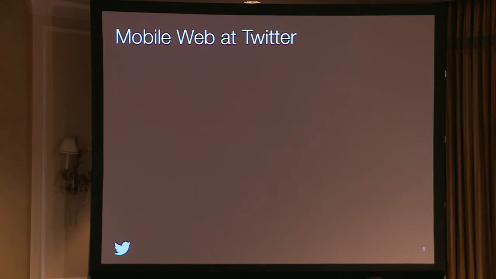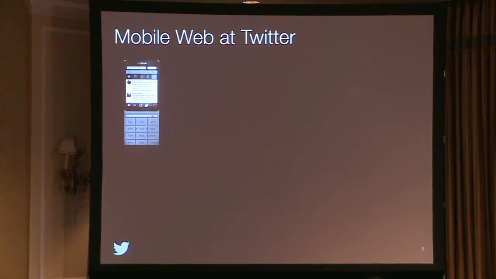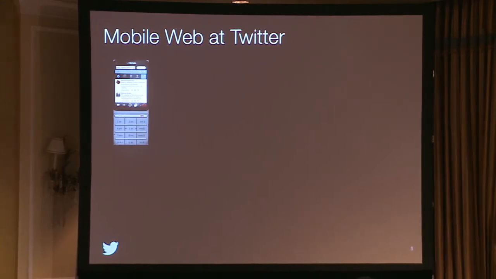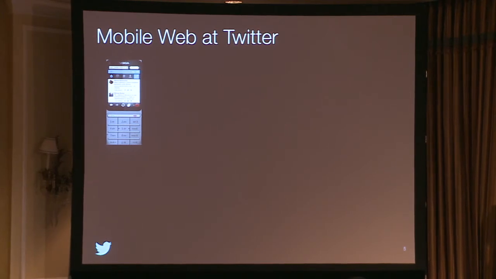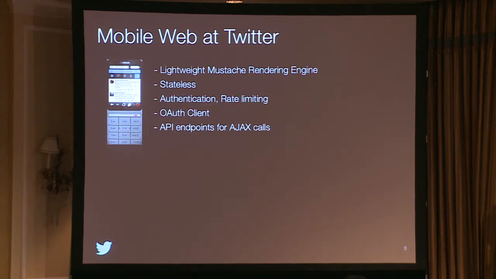So for mobile web at Twitter, we have different products that define mobile in the company. We have the iOS apps, the Android apps, BlackBerry, Windows Phone, and we have mobile web. Inside mobile web, we run two products. One is our mobile web, kind of like for feature phones and older browsers.